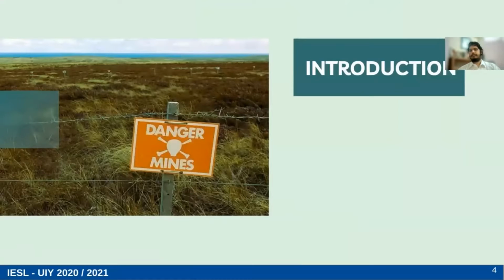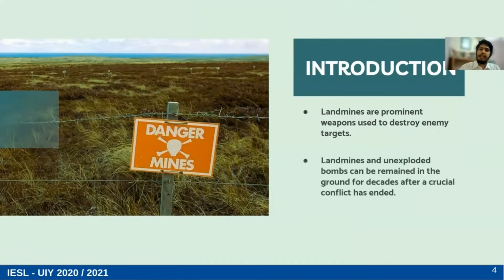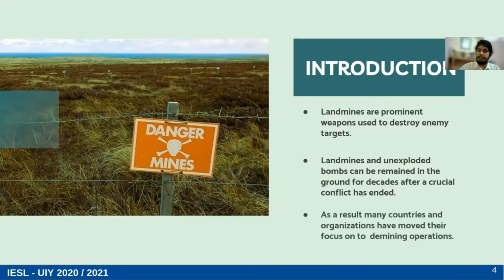So landmines, what are they? Landmines are prone weapons used to destroy enemy targets. Often you'll find them underground, hidden, pressure activated, and cause devastating effects when exploded. The problem with these is that they can remain active even decades after a crucial conflict has ended. It is found that military personnel as well as civilians get injured by these unexploded bombs on a daily basis. So, many countries as well as organizations have moved their focus onto demining operations.